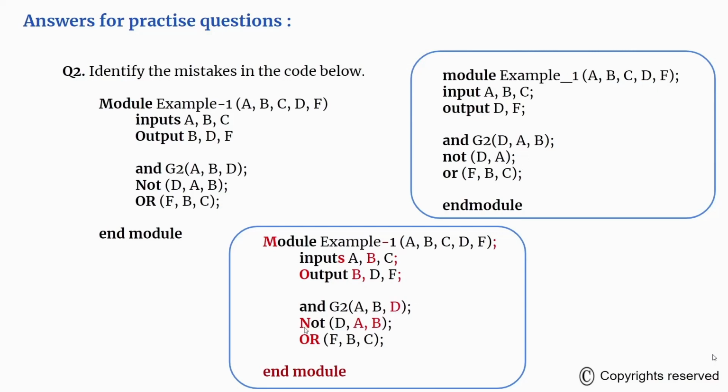In this statement, Not is not a keyword when N is capital. All the letters have to be small. Same for this OR statement also. And in the NOT statement, there cannot be two inputs. A NOT gate has only one input. It can only complement one input. So you have to eliminate one of the inputs from here. In the endmodule keyword, there is no space between end and module. It's a single word, one keyword, with no space in between.